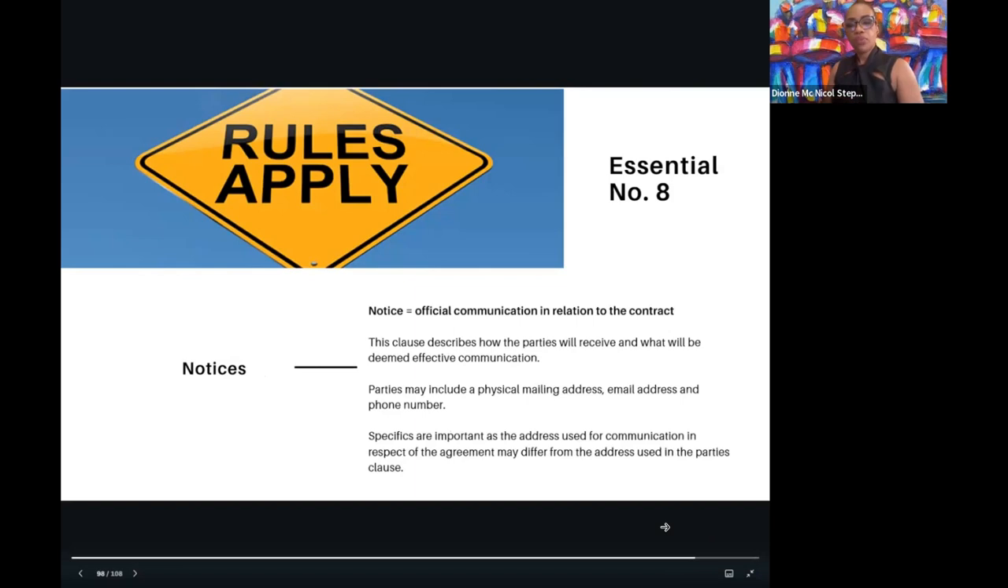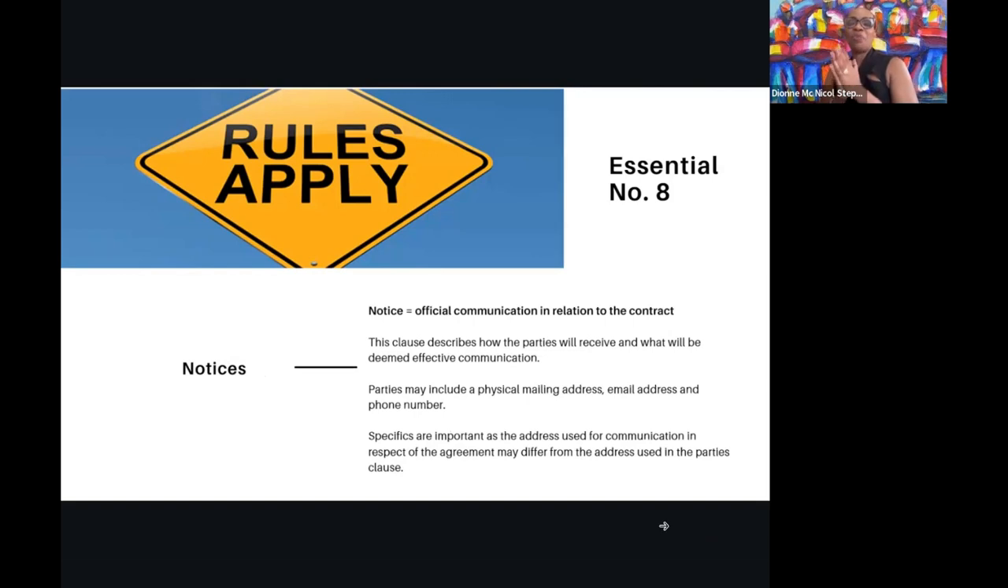All right. Essential number eight, notice. So we spoke about two instances there just now where parties could give notice, right? And notice as an essential term in the contract is actually official communication in relation to the contract. So this is not a phone call to say, hey, how you going? But this is the letter, the email, or even the phone call, if you determine that that's how you want to get notice, to say, you're supposed to be doing X and you're not doing it. I need you to do it within 2 weeks or else.